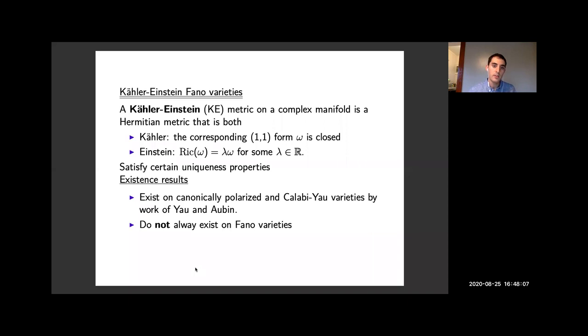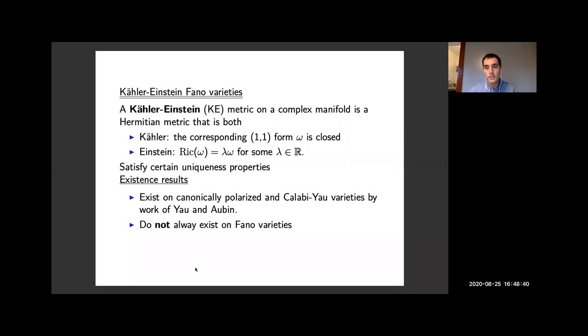So the existence of these metrics gives you the answer of whether or not algebraic varieties admit canonical metrics. Now that we know they have these nice uniqueness properties, you can ask whether or not these metrics always exist. It turns out that these metrics always exist on canonically polarized varieties and Calabi-Yau varieties, by the work of, I guess, Yau in both of these cases and Aubin in one of these two cases.